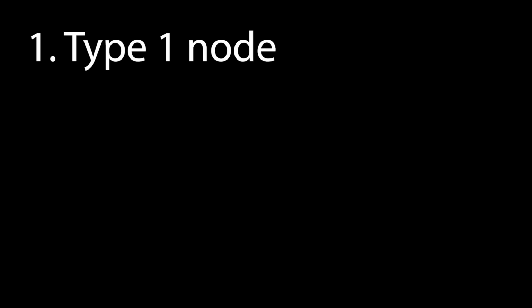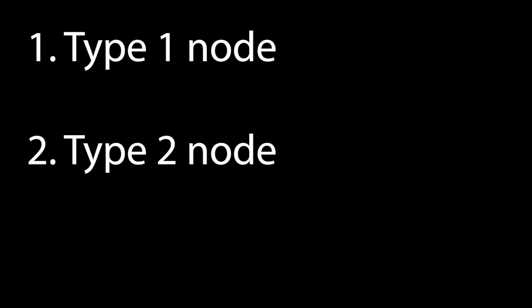I have a type 1 node, a type 2 node, and a type 4 node. Why is there no type 3 node? Because I said so. So let's talk about the characteristics of these nodes.